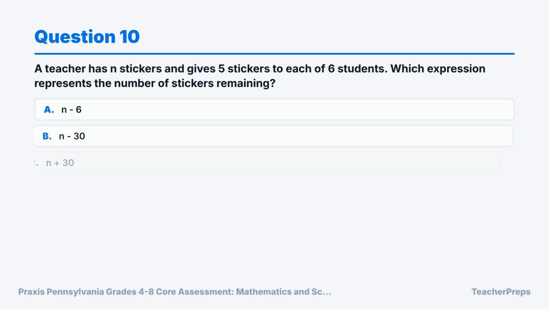Question 10. A teacher has N stickers and gives 5 stickers to each of 6 students. Which expression represents the number of stickers remaining? Pause the video and select the best answer.